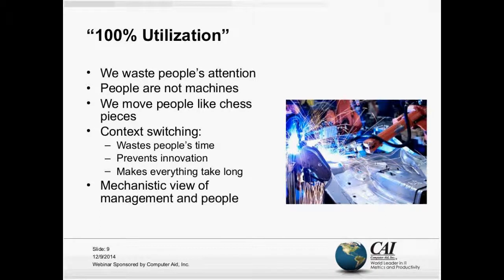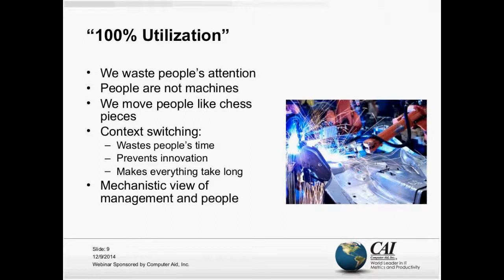So when we have 100% utilization, we have a ton of context switching. We have the multitasking. So what happens when we have context switching? We waste a lot of people's time. All of that time that I spent moving from Project A, which was supposed to take 50% of my time, to Project B, which was supposed to take 35% of my time, I wasted a ton of time just trying to move between Project A and Project B. And Project C, I never even got to Project C.